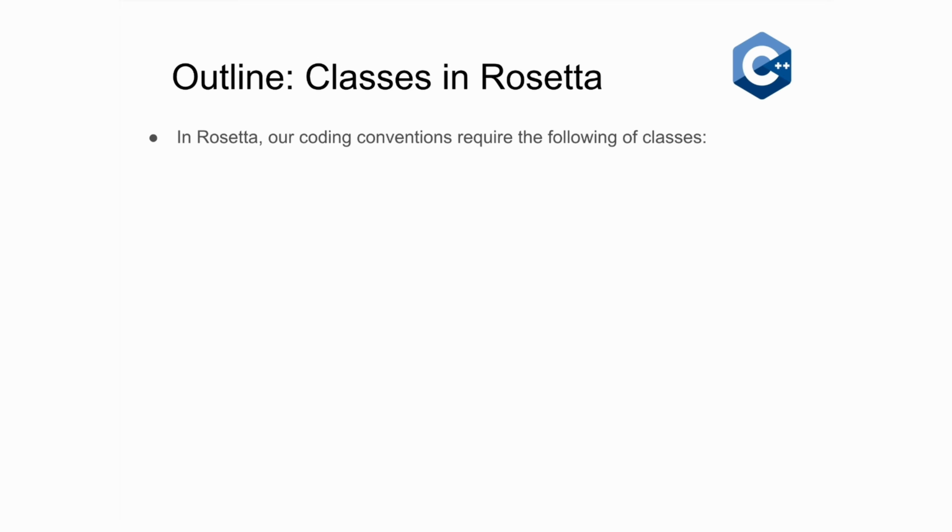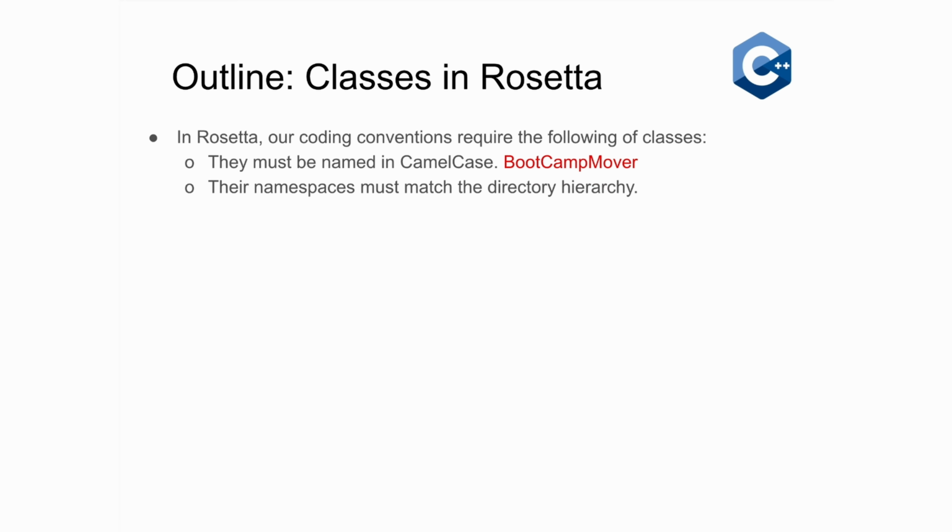So how are we going to do that? When you're creating a class in Rosetta, there are some coding conventions to follow as you write your mover class, so bootcamp mover or whatever you call it. In Rosetta, all classes are named in camel case. So if your class is bootcamp mover, then the B, C, and M would be capital. The namespaces match the directory hierarchy, which we've kind of talked about. That should be true for everything.